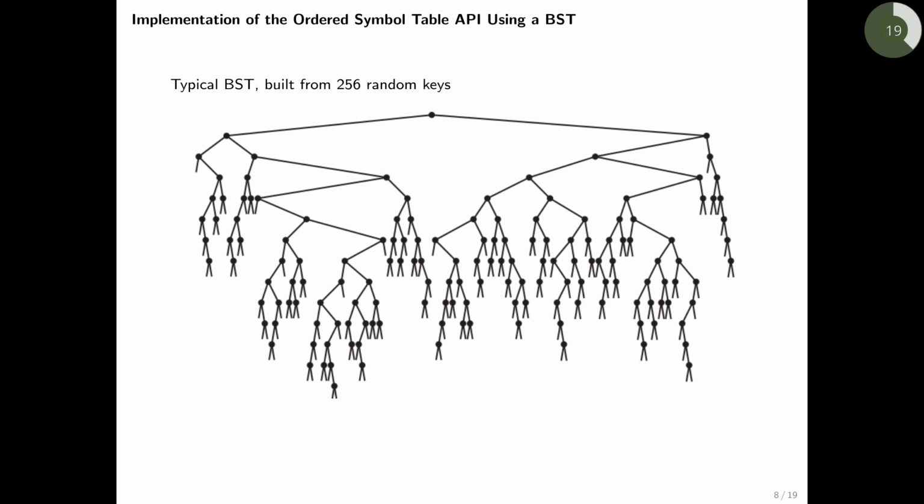So here is a typical BST that results from inserting 256 random keys. Right? So these keys arrive in no particular order. So when you build a binary search tree out of those keys, which arrive in no particular order, you get a tree which is more or less balanced. All right? So that's what you see here.